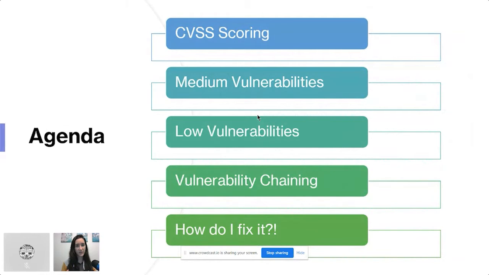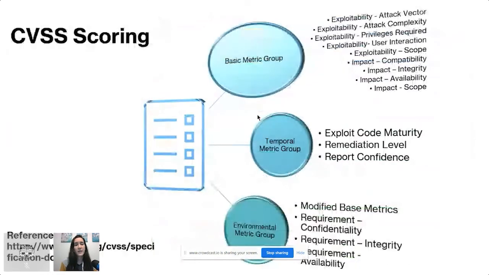We're going to cover CVSS scoring, the Common Vulnerability Scoring System, and talk about vulnerability scoring. Then we're going to talk about some medium vulnerabilities, some low vulnerabilities, as well as vulnerability chaining, and then hopefully some actionable items. If you aren't aware of this, or maybe you're learning about it, some things that you could take back to your own organization, take back to your own team, and maybe do some investigation. So, I know this is a lot on one slide.